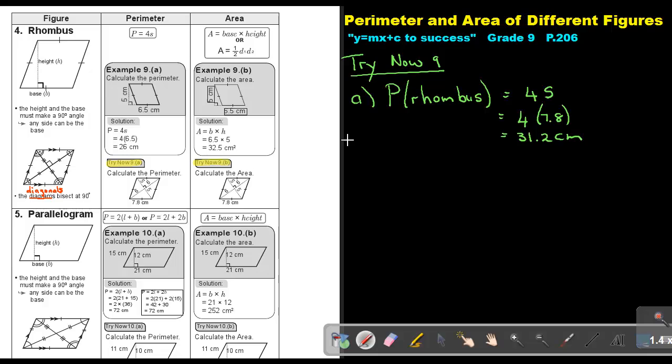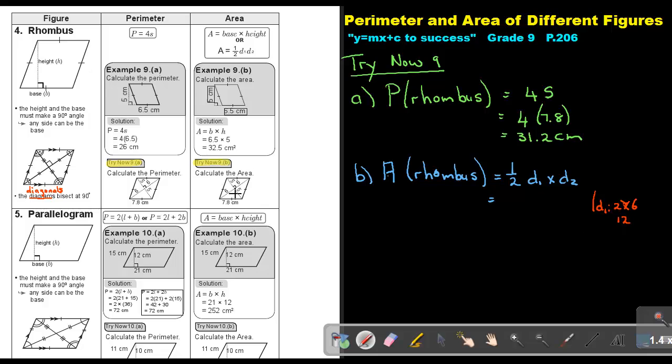If I look at number B, now this is the area of a rhombus. And what is the area of a rhombus? It depends. It can be base times height. Otherwise, if they give you the diagonals, it will be half multiplied by the diagonals. Now if you look at the first diagonal, diagonal 1 will be 2 times 6, and that will be equal to 12.